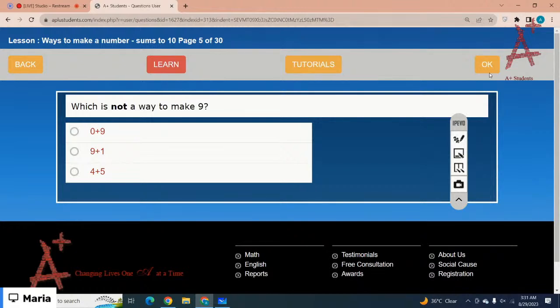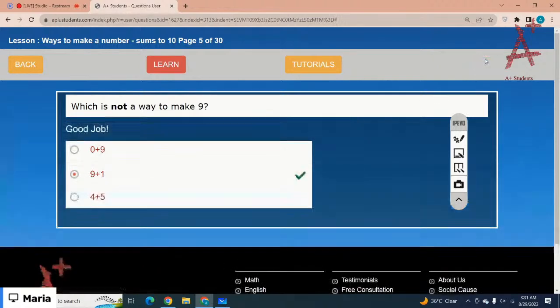Which is not a way to make 9? So which is the correct option? So you have to select the one that doesn't make 9, right? Option 1 makes 9. 0 plus 9 makes 9. The second one, 9 plus 1, is 10. So that means the second one is the correct option.